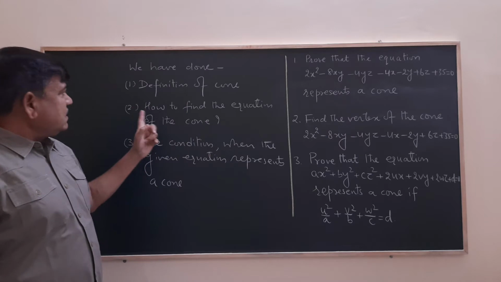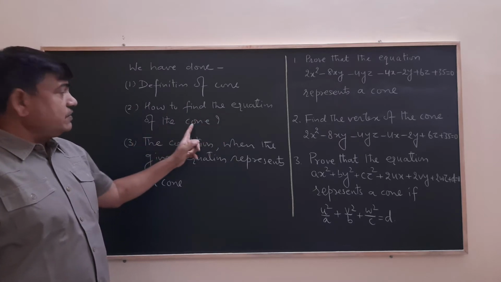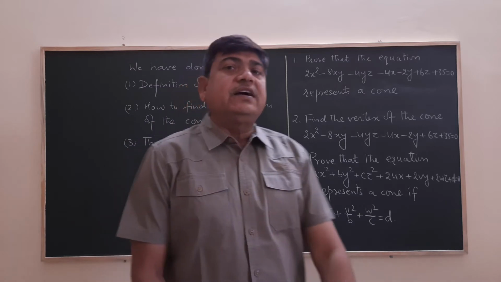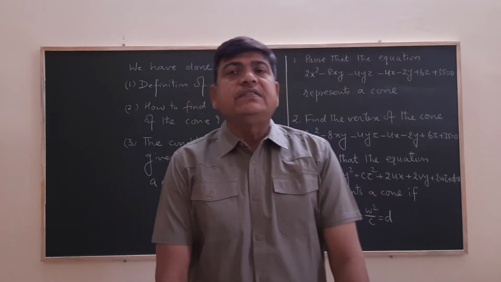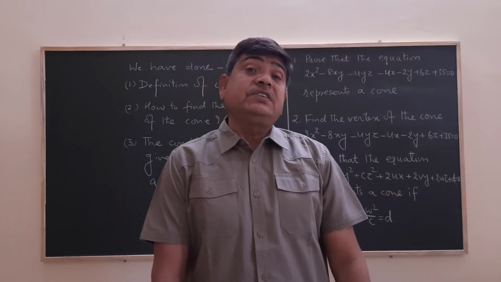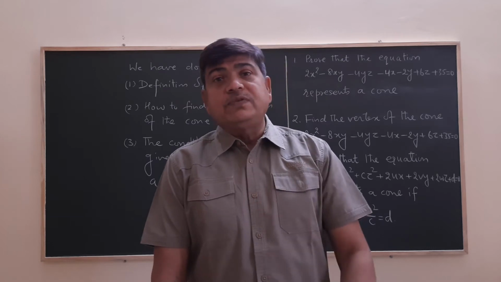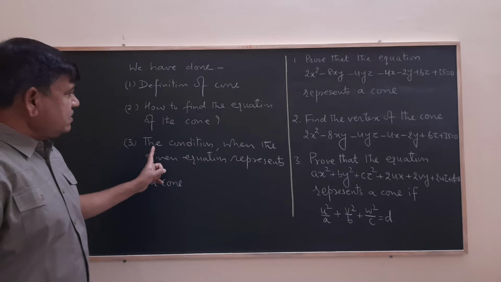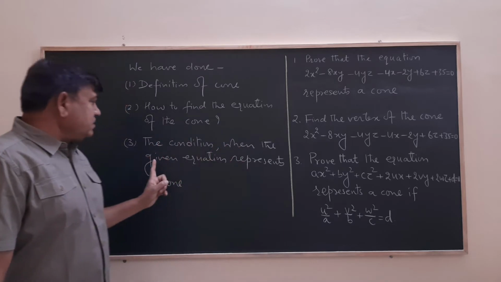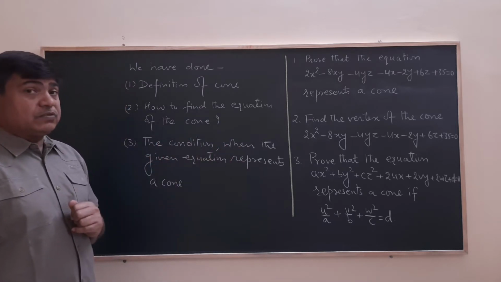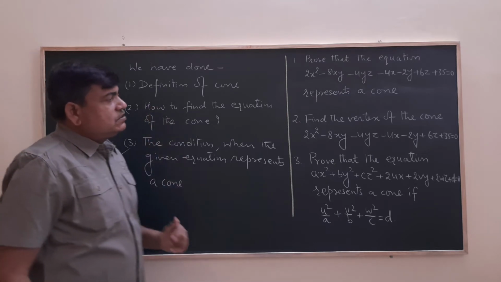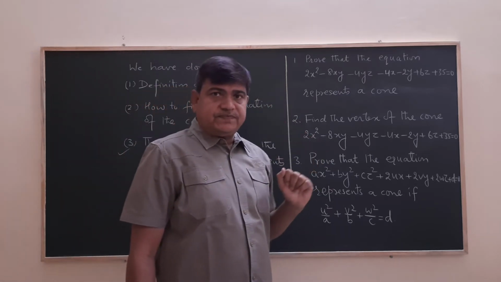Definition of cone. How to find the equation of the cone when the vertex is given and the guiding curve is given, then we can find the equation of the cone. Vertex is origin, then you know that the equation of the cone will be homogeneous. Third point, the condition when the given equation represents the cone. You remember this one. We will use this part to solve these three questions.